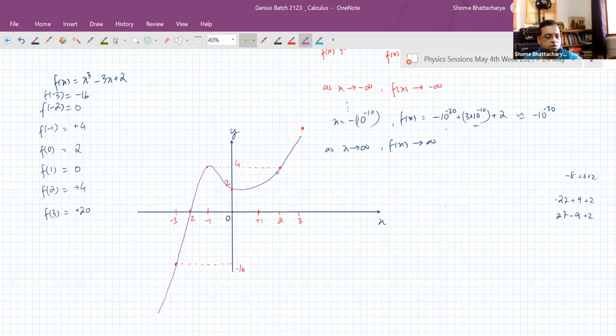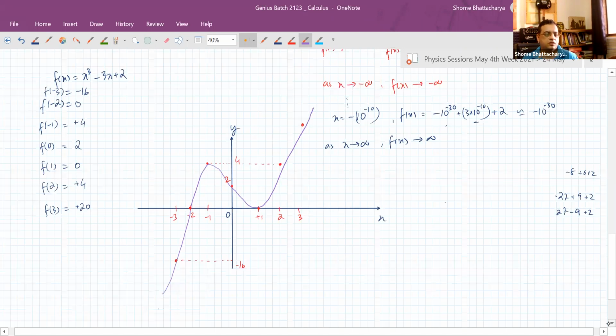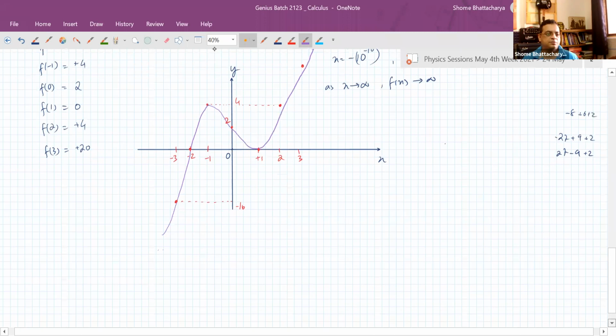Oh, sorry, slightly different. At 1 it was going to 0. So it continues to decrease. Okay, at 0 it is 2, but then it continues to decrease, goes to 0 at 1. And then it goes like this. Okay. So, in a more naturally drawn shape, let's attempt this graph once more.